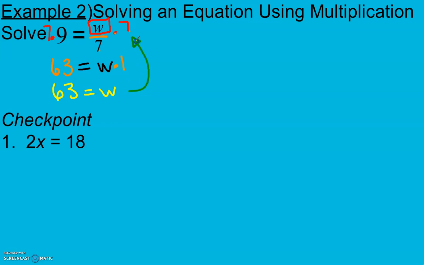We plug it back in to check. I have 9 equals w, which we said was 63. Now I'm going to check it. After I reduce, I get 9 equals 9. That checks. So we are correct.